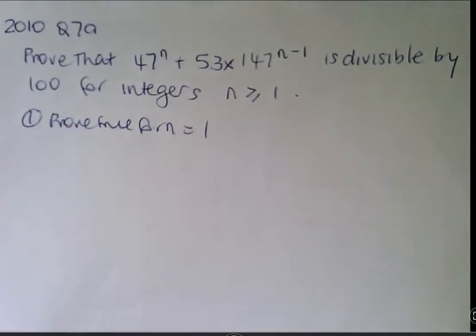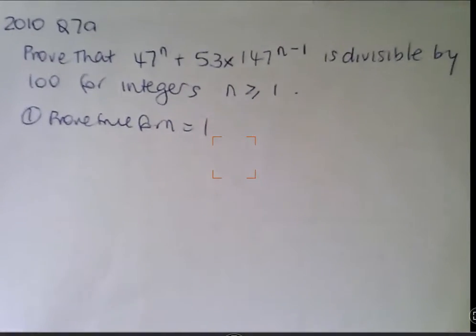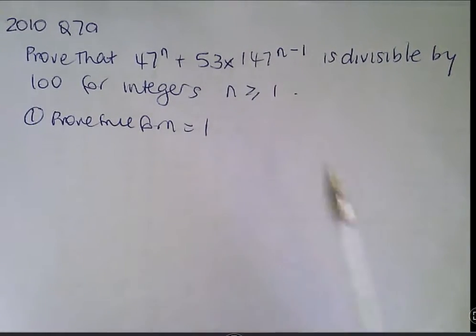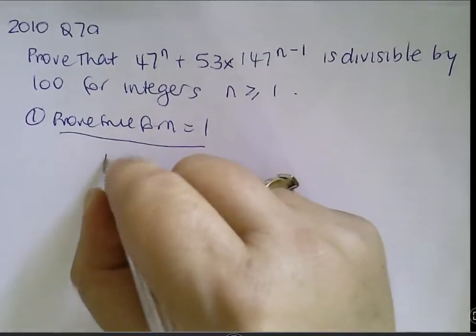Just some homework problems with divisibility induction. Prove that 47 to the power of n plus 53 times 147 to the power of n minus 1 is divisible by 100 for integers n greater than or equal to 1. Step 1, prove true for n equals 1.